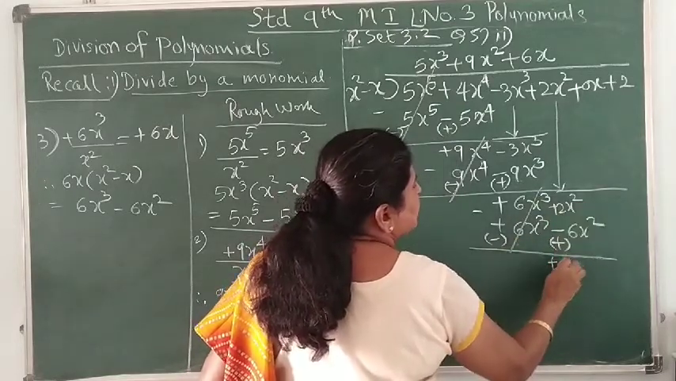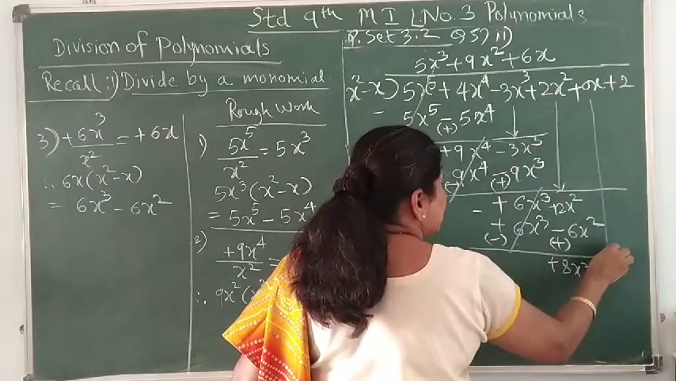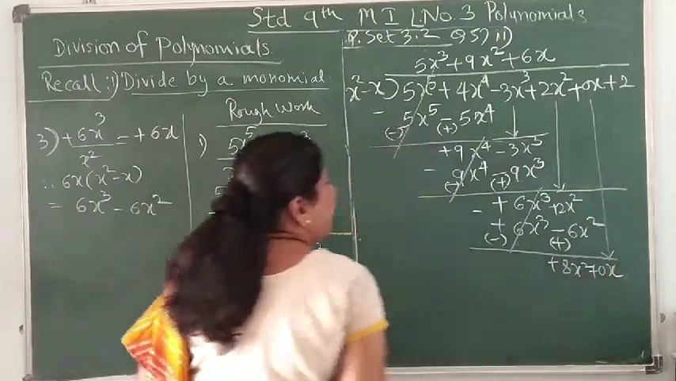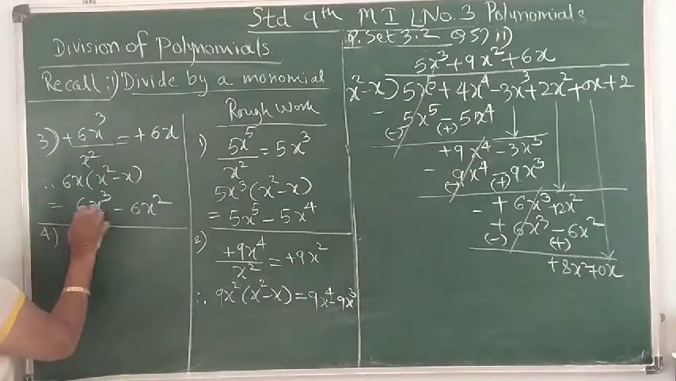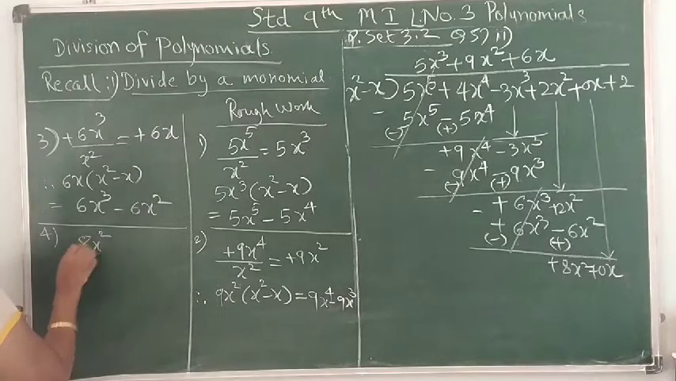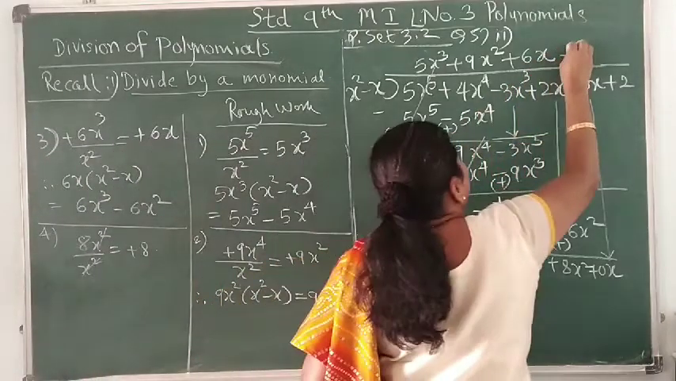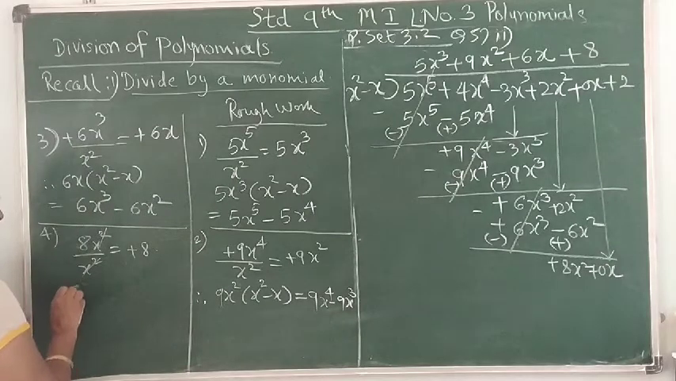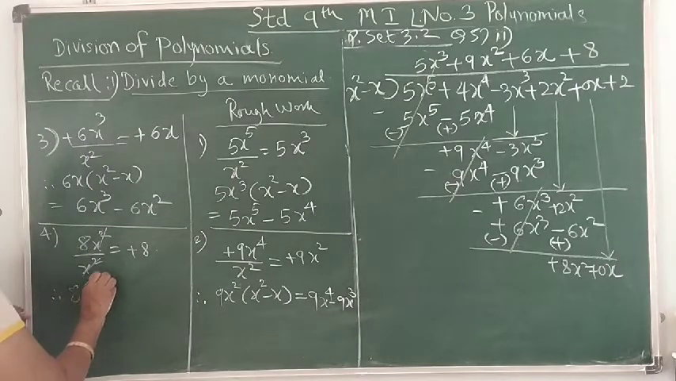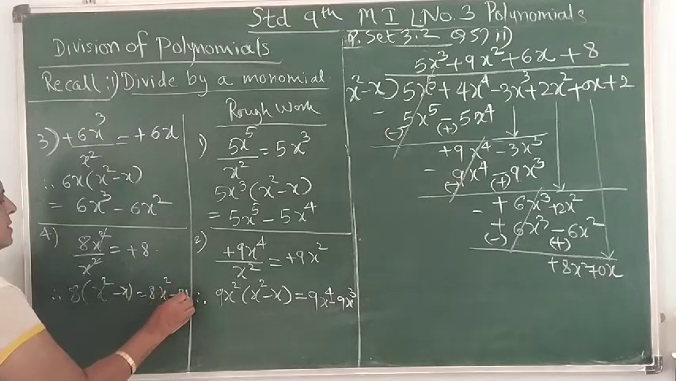Here we get plus 6 plus 2, 8x square, signs are same, so you have to add. You have to take now this plus 0x. Okay, now the next part: you have to divide 8x square by x square. x square gets cancelled, you get plus 8. Okay, so here you have to write that quotient part, plus 8 term. Now multiply with the 8, therefore 8 multiplied by x square minus x, you get 8x square minus 8x.